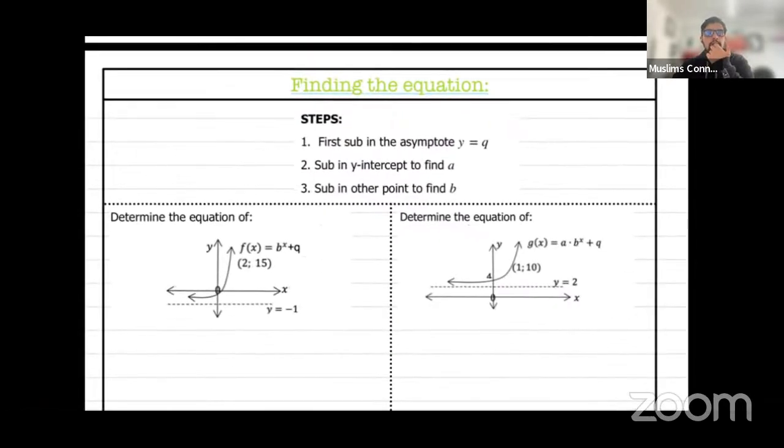Let's have a look at this last question, finding the equation. It's solved in these 3 steps. First, sub in the asymptote, y is equal to q. Then sub in the y-intercept to find A, and sub in another point to find B. So let's have a look at this example.